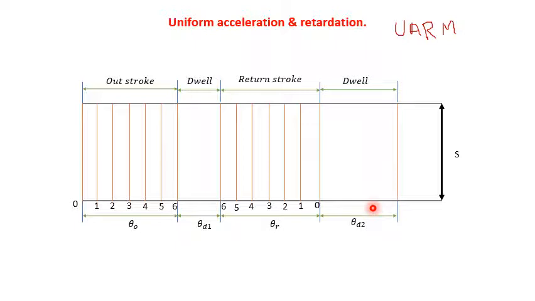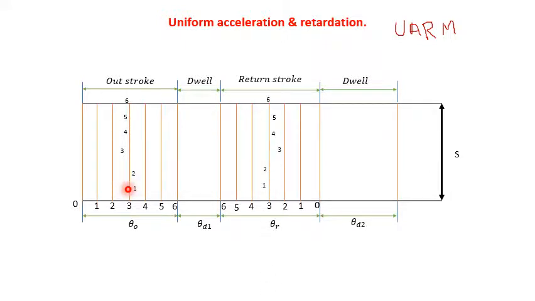We have to identify the middle line for outstroke. For outstroke, 3 is the middle line, correct? For return stroke, here also 3 is the middle line. So we have to split this middle line into the same number of equal parts. So I'm going to divide this middle line into 6 even equal parts.